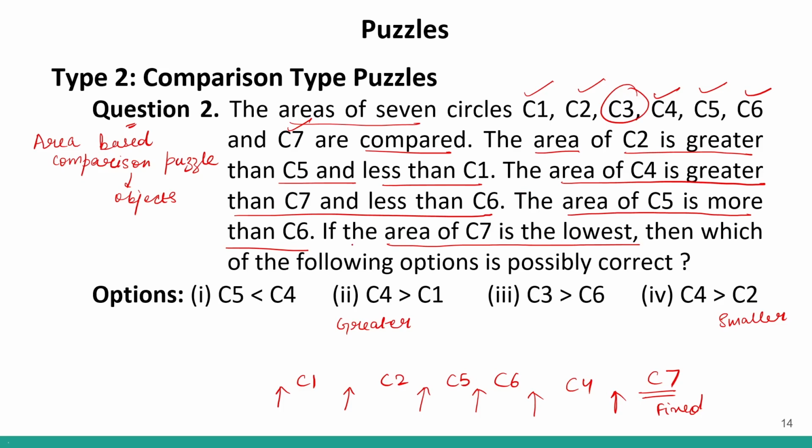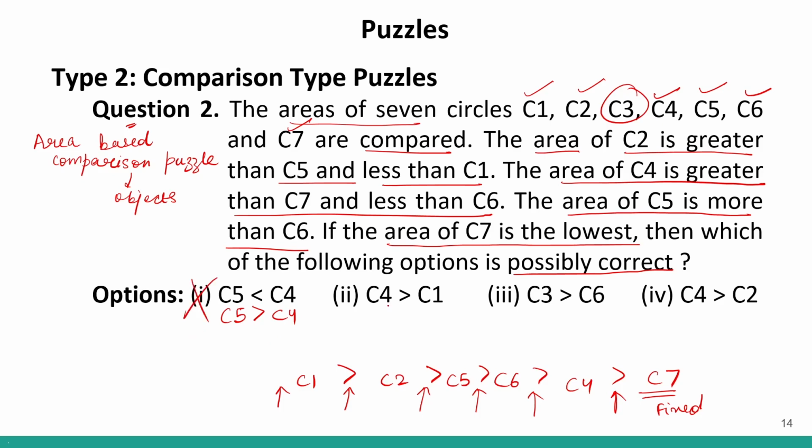The question asks which of the following options is possibly correct. So definitely correct we cannot say. We only know that C7 is the lowest, but definitely correct we cannot say for C3. The first option says C4 is greater than C5. So this is incorrect. Actually, C5 is more than C4. Correct? So this one is incorrect.